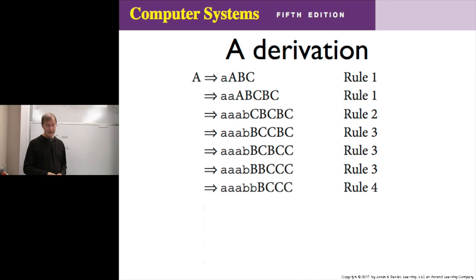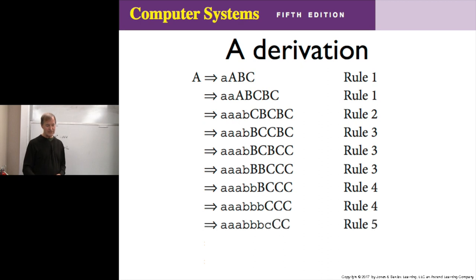Rule four. And now what rule now? Same. Rule four again. And so there's another B. And now what? We can change a what? The C. The C to a what? A little C. A little C, rule five, a little C, rule six, and a little C, boom. And there we have it.